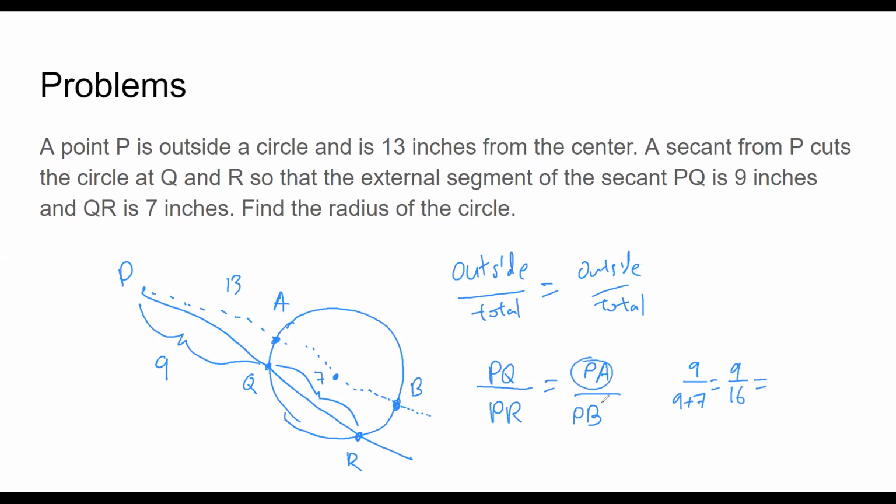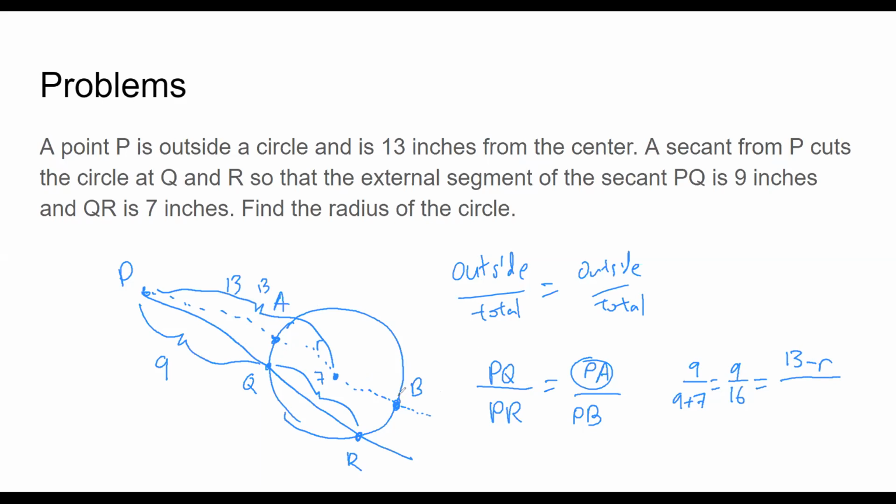Then let's look at what we have here. So PA. Remember that this length here is 13. So PA, from here to here, is going to be 13 minus the length from point A to the center. If you notice, that's a radius, so we'll just call it R again. So PA is going to be 13 minus R. Does everyone see this? Okay.